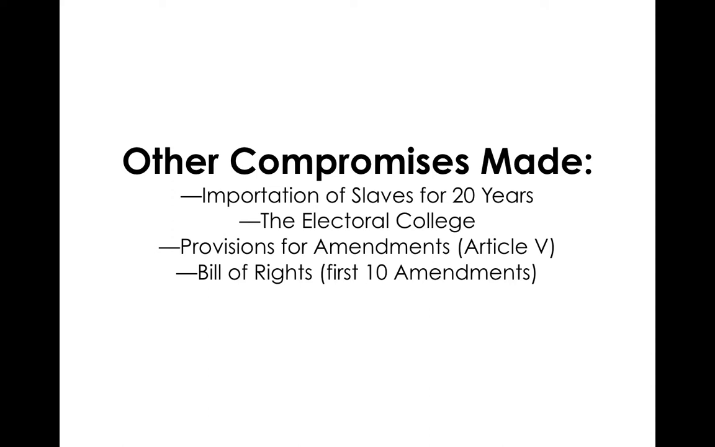The Electoral College and how we pick our president was also a compromise made because the founders were worried that the people could not make an informed decision about who the president should be. The idea that we can change the Constitution via amendments is also a compromise made in the Constitution. And the Bill of Rights, adding protections against the federal government in the first 10 amendments, was basically the reason the Constitution was passed, and what I will talk about in my next video with the Federalists versus Anti-Federalists.